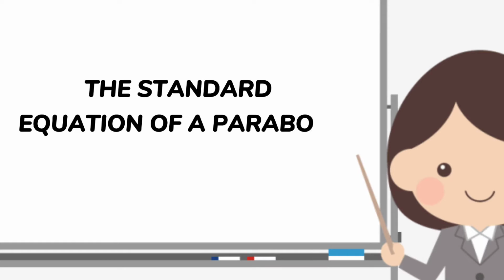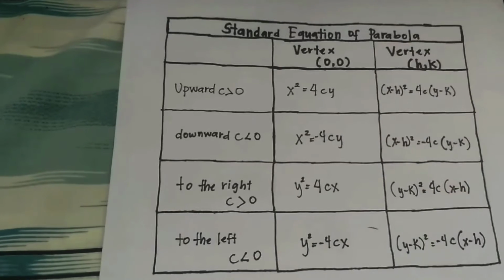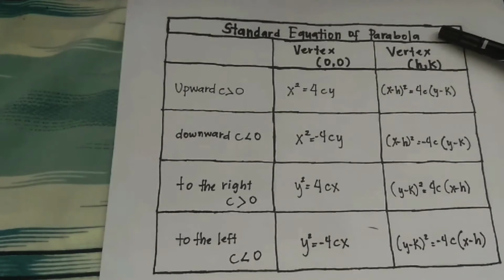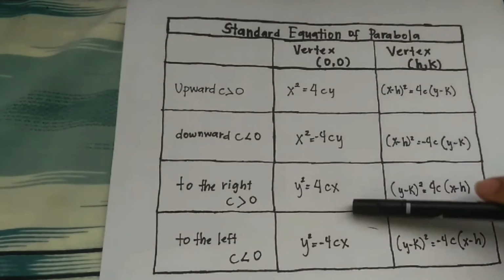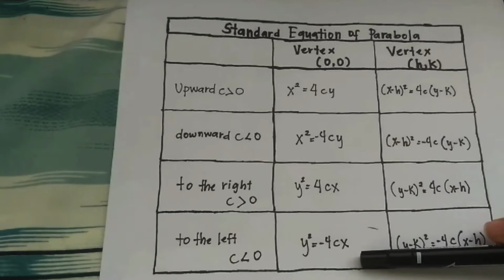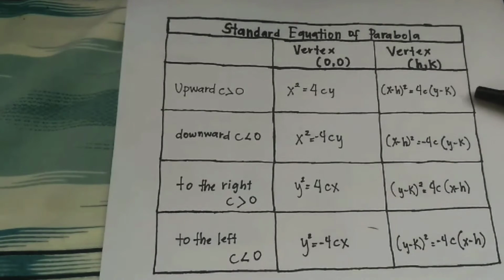The standard equation of a parabola. For us to easily solve the problem, we will use the standard equation of a parabola. These are the standard forms of a parabola with vertex at the origin. And these are the standard forms of a parabola with vertex at (h, k).